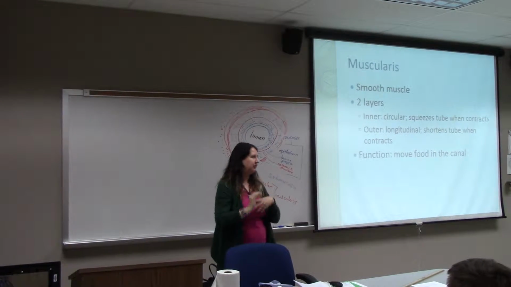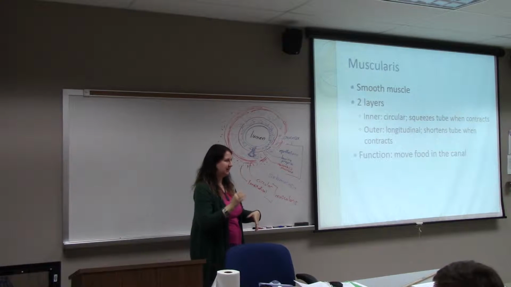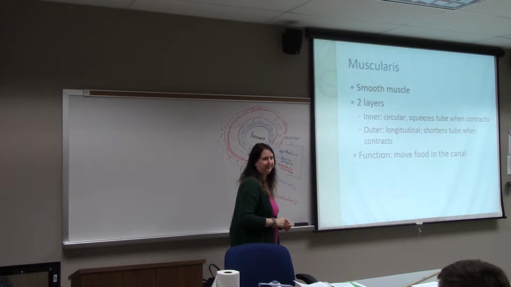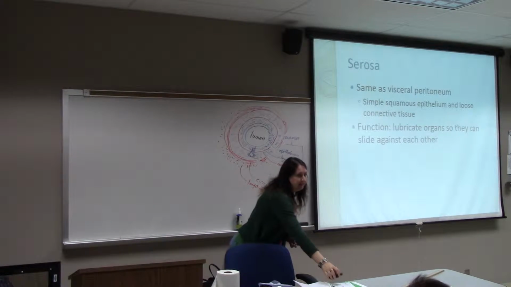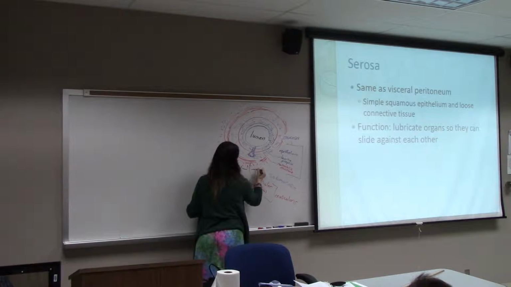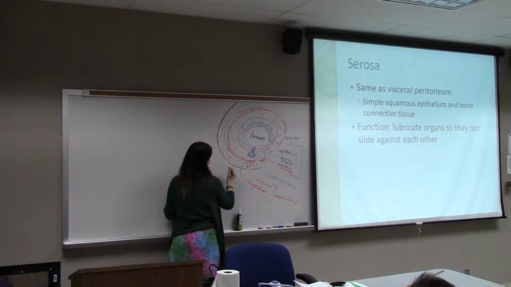Muscularis moves food around in the alimentary canal. Coming up, we'll talk about types of motility or movements that we'll see. Then the serosa is the outer layer. It's also the thinnest.